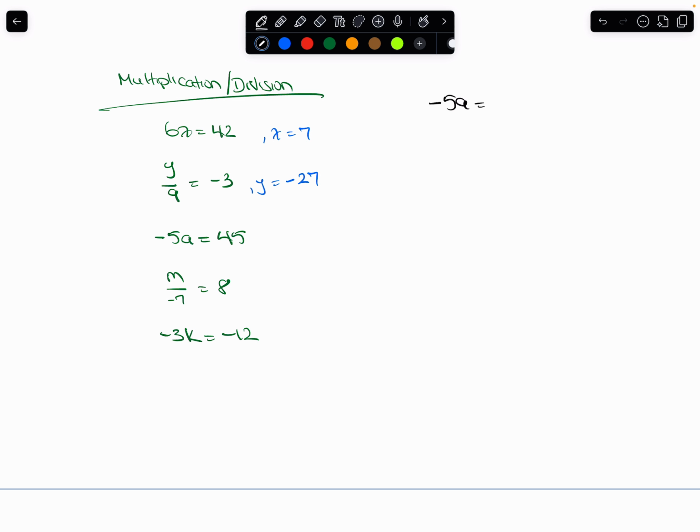Negative 5a equals 45. So let's burn through these so we should have an understanding. Divide by negative 5 on both sides, so we're going to get a by itself completely. So negative 5 cancels out the top and bottom, leaving a on the bottom. Drop the equal sign. 45 divided by negative 5. Positive divided by negative, negative. 45 divided by 5, negative 9.